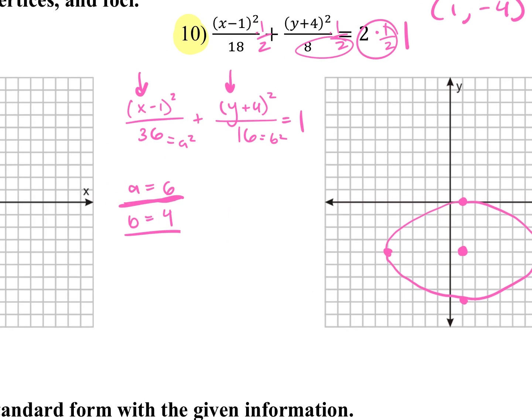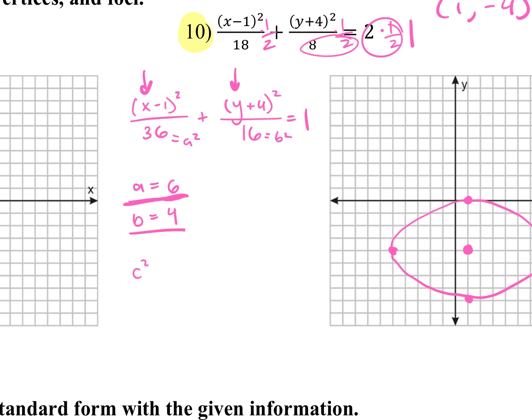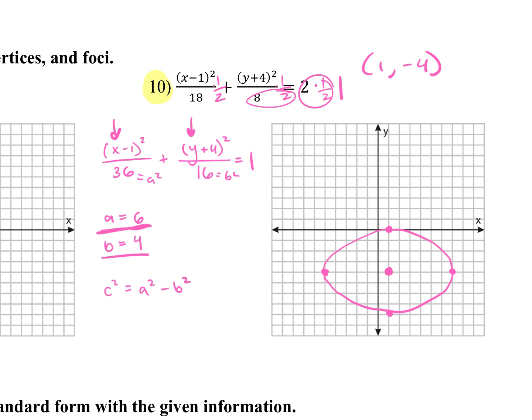We can find our foci by doing c squared equals a squared minus b squared. But since the test is multiple choice, just knowing where the center is and where to graph it, you could probably use process of elimination to pick your answer from there.